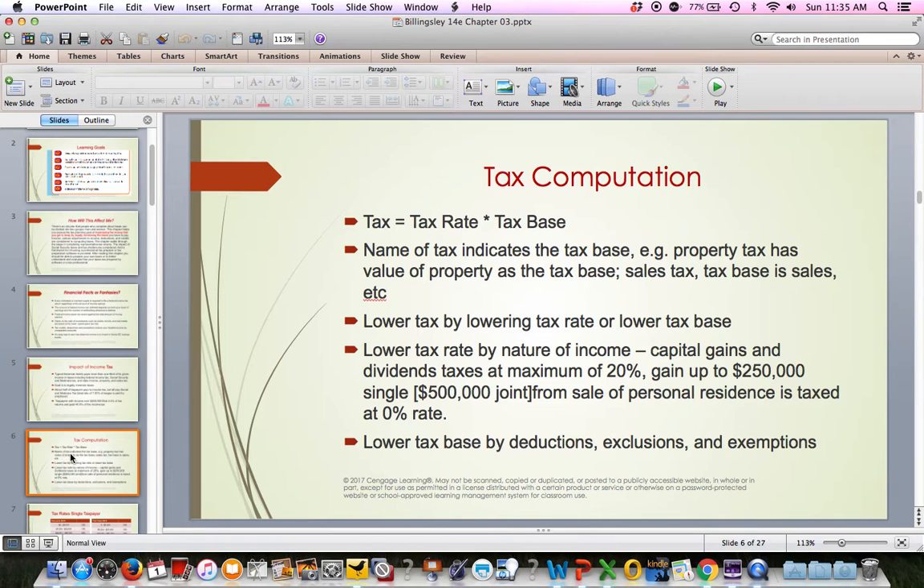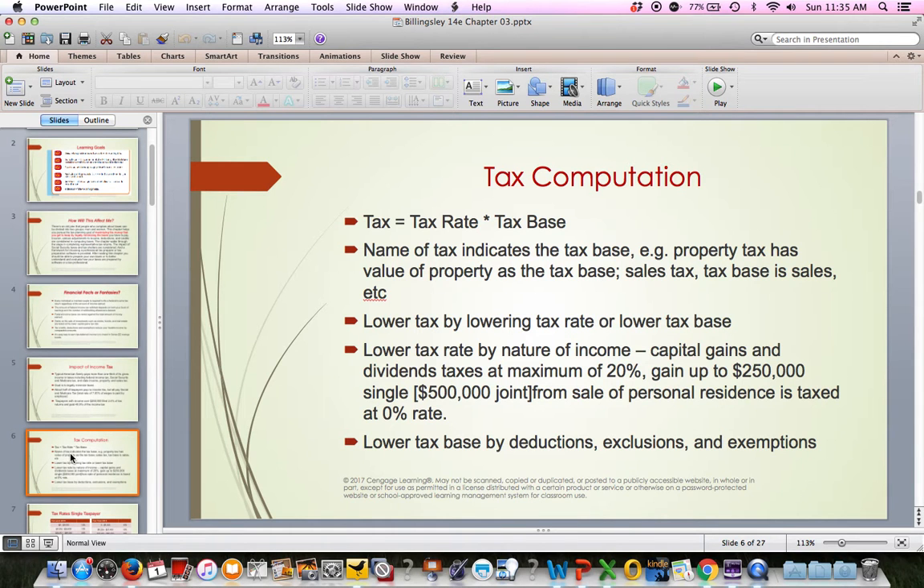In South Dakota, a city can charge up to 2%, and the state charges 4.5%. So when you go and buy something, you're taxed at 6.5% in Sioux Falls. If you were to buy something outside of a town, you might only pay 4.5%, but basically it's the rate times the sale. Lower tax by lowering the tax rate or the tax base.